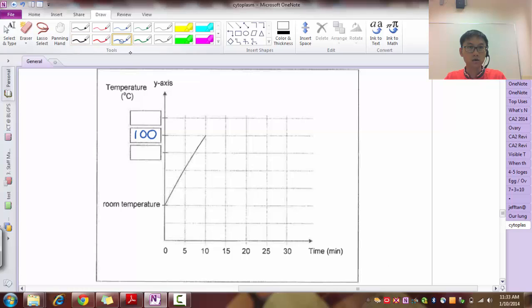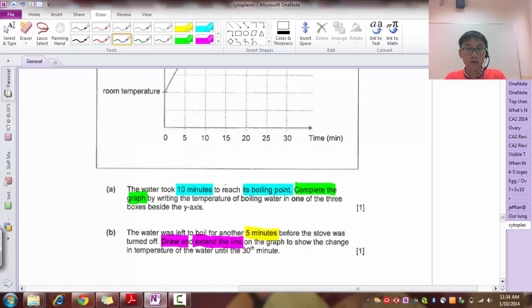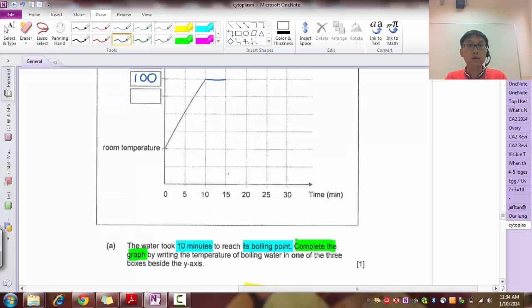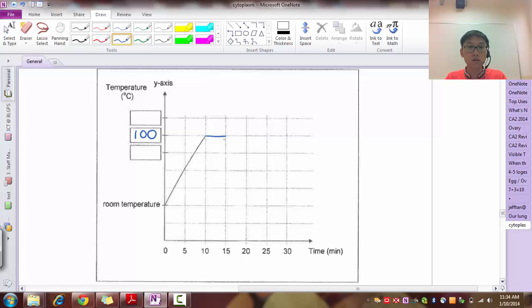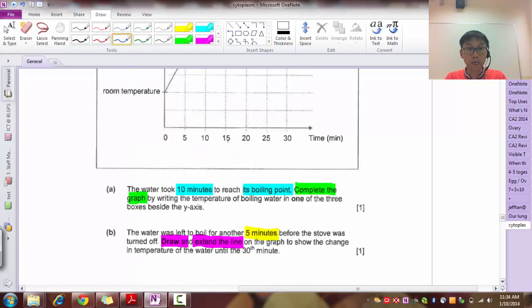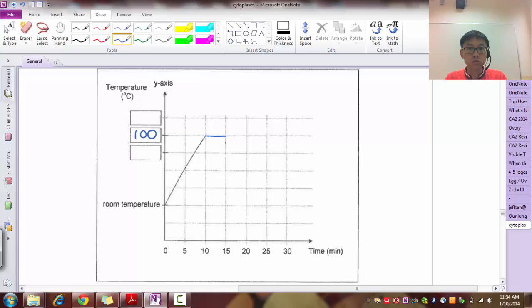So this is how your graph should look like. For another 5 minutes, each interval is 5, so you should use a ruler. I don't have a ruler here. So boil for another 5 minutes. After 5 minutes, what happens? Stove was turned off. So when my stove is turned off, what is going to happen to my temperature? My temperature would start to drop. Now, when will it drop? As in, how far all the way down?